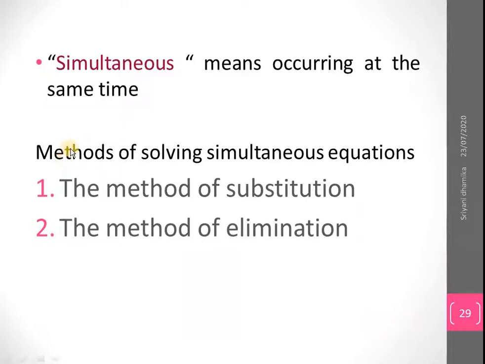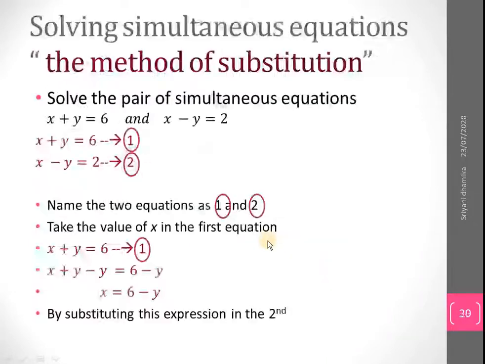Now we can solve this type of equations using 2 methods. The methods of solving simultaneous equations: the first method is the method of substitution. The second method is the method of elimination. First we will solve the simultaneous equations using the method of substitution. Now see how to solve this equation using this method.